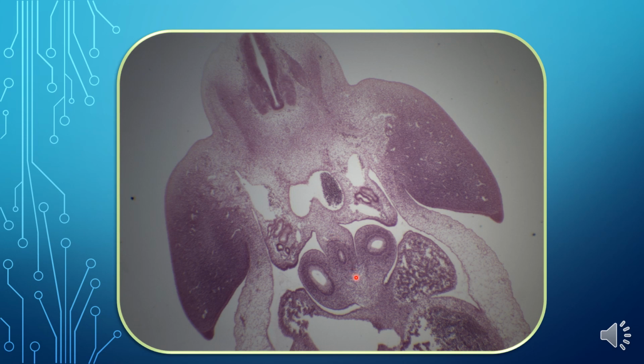Ventral to the dorsal aorta is the gut. You can see this is the dorsal mesentery, this is the ventral mesentery, and this is the esophagus. Here you can see the respiratory diverticulum divided into the main bronchi.